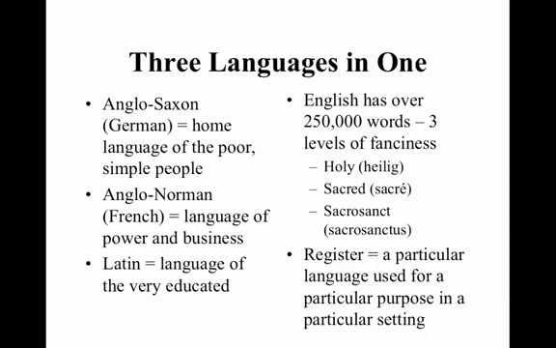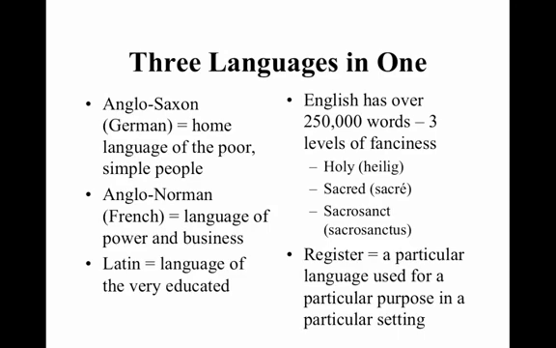So really, English is 3 languages in one. Its basis is Anglo-Saxon, which is related to German, and that was the home language of the poor, simple people in England. Anglo-Norman, which is related to French, was the language of power and business, because those are the people who won that war, and they were the people who had power. And then Latin became the language of the very educated, the monks, and the people who got to attend the university. So that's why English has over 250,000 words, more words than any other language.